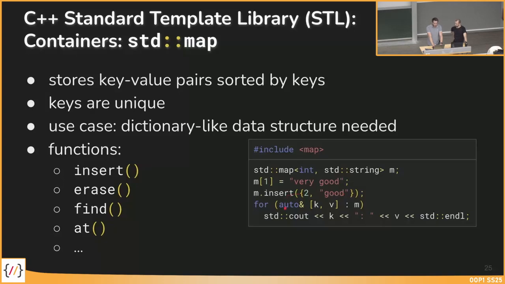And if I iterate now through this map, you have, I think, seen this in the KU. I not only have one variable here, but 2. I have one for the key, one for the value. And if I output the key and the value, then I get 1 for very good and 2 good.